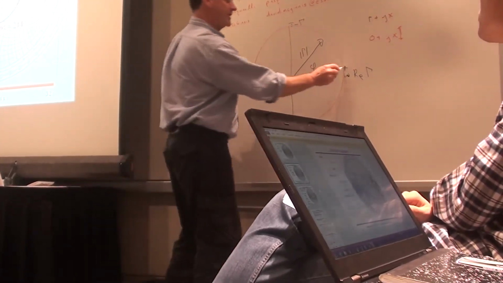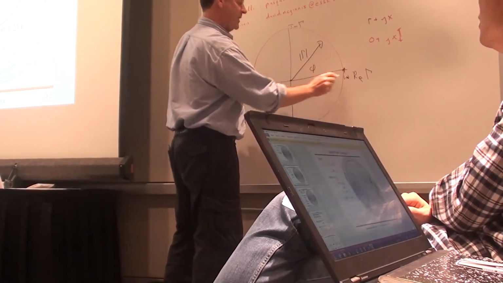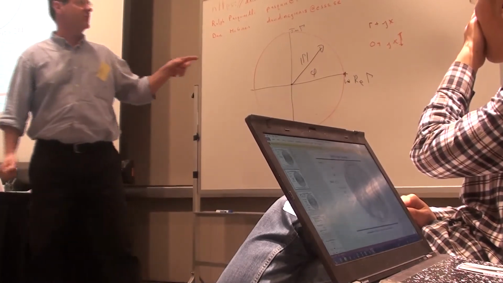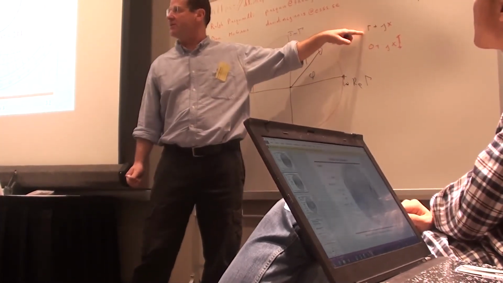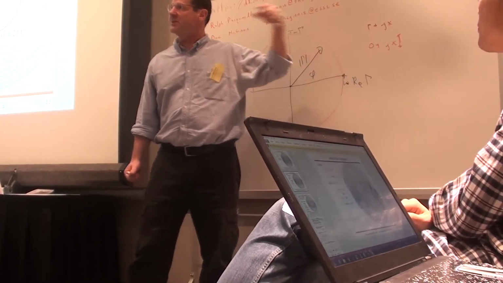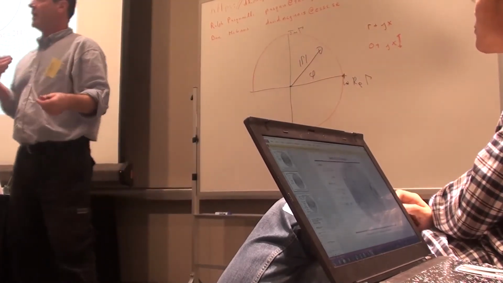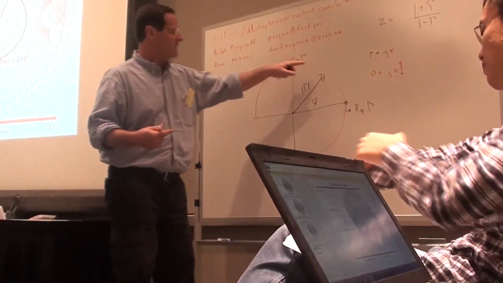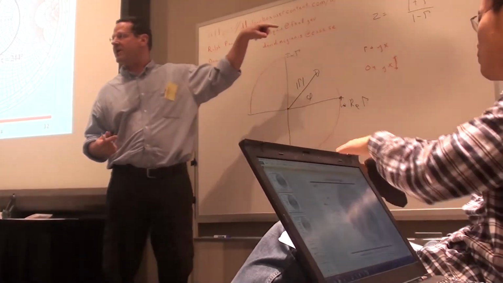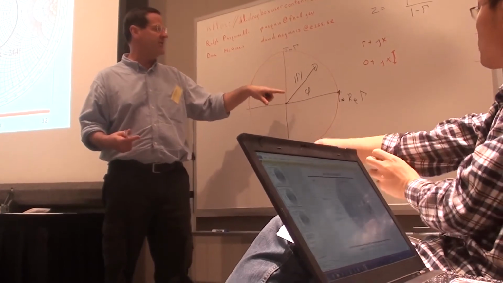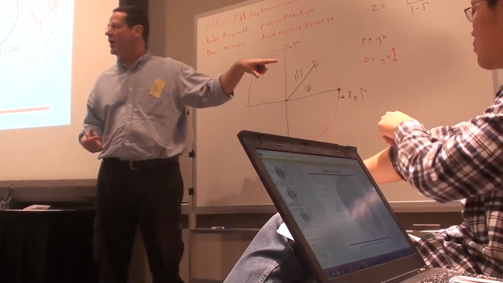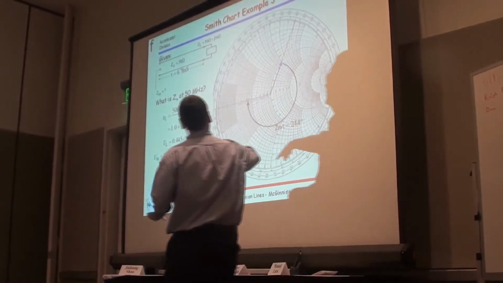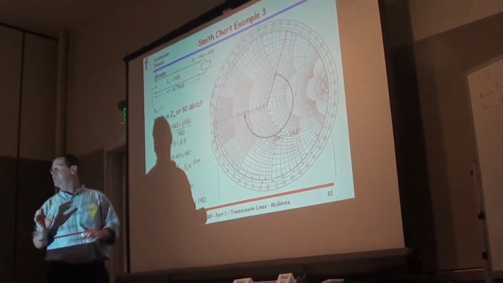And the magnitude of the reflection coefficient always has to have a value of 1, right? Because if the real part is 0, you're never going to be able to dissipate any power in the load. So whatever goes out has to come back, right? So that means the outside edge of the Smith chart is the value for the magnitude equal to 1. Okay? So this outside edge is the reflection coefficient magnitude equal to 1.